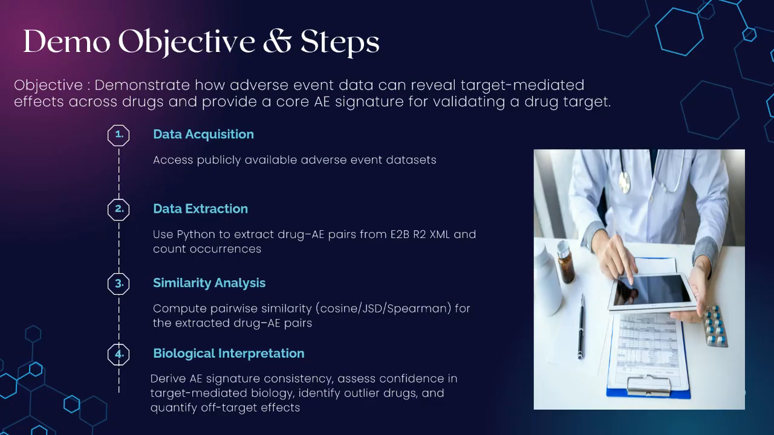So, what is the objective of today's demo? It is to show how adverse event data can be turned into evidence for target validation. The process has 4 steps. First, we gather publicly available safety datasets. Then use Python to extract drug adverse event pairs. Next, we run similarity analysis to see how different drugs compare. And finally, interpret the biological meaning. That is, identifying consistent target-driven patterns, spotting outliers, and evaluating off-target effects.